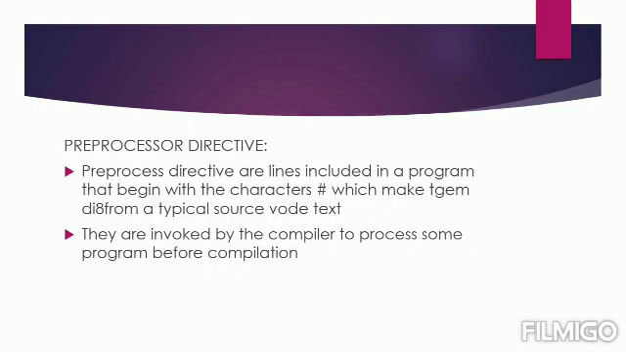So what is a preprocessor directive? Preprocessor directives are lines included in a program that begin with the character #, which makes them different from typical source code text. They are invoked by the compiler to process some programs before compilation.